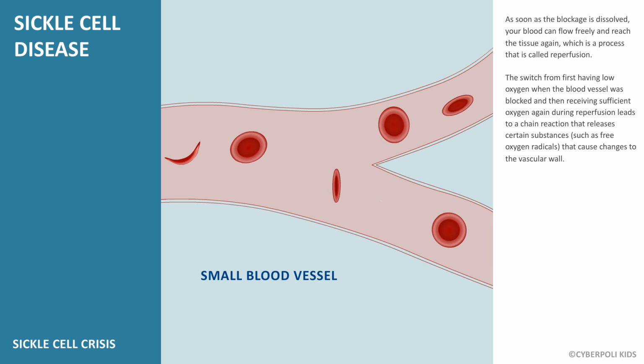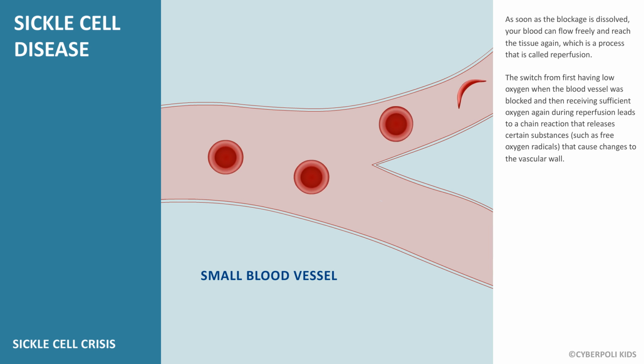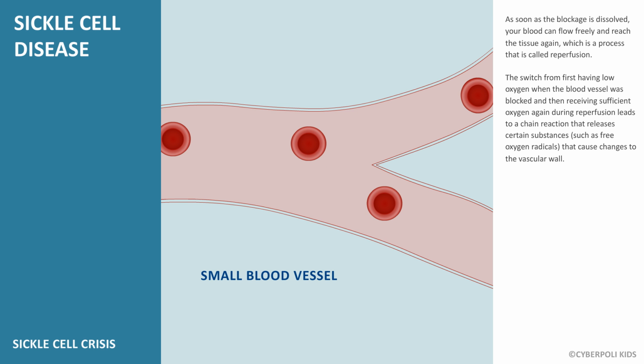As soon as the blockage is dissolved, your blood can flow freely and reach the tissue again, which is a process that is called reperfusion. The switch from first having low oxygen when the blood vessel was blocked and then receiving sufficient oxygen again during reperfusion leads to a chain reaction that releases certain substances, such as free oxygen radicals, that cause changes to the vascular wall.